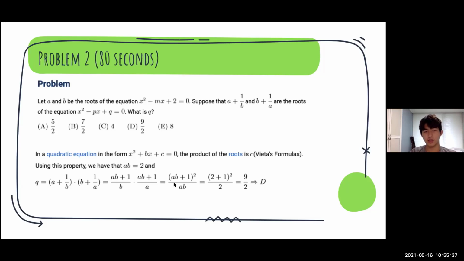Since a and b are the roots of this equation, we can find that ab equals c over a, which equals 2. If we plug in 2, the answer would be 9 over 2, and the answer would be D.